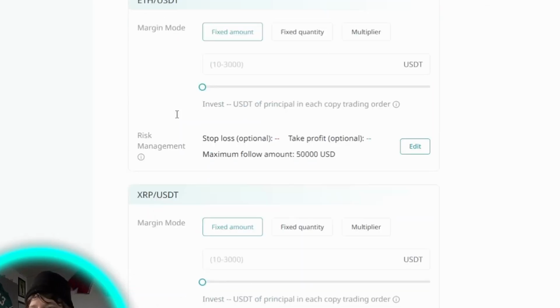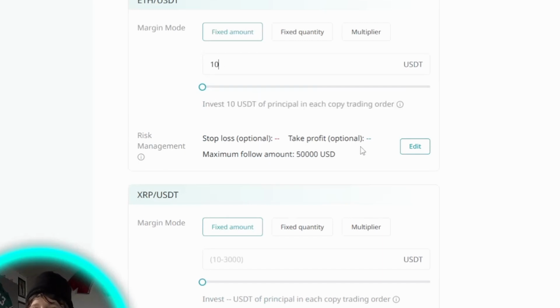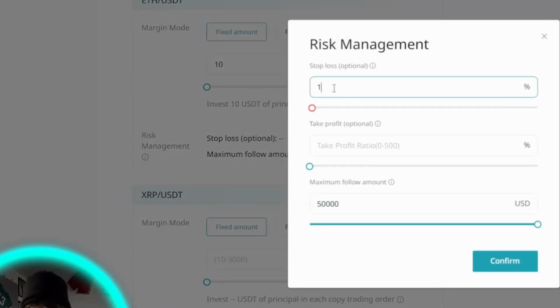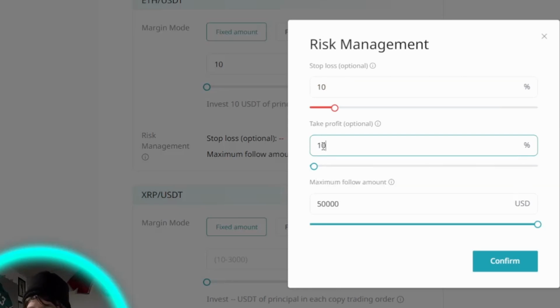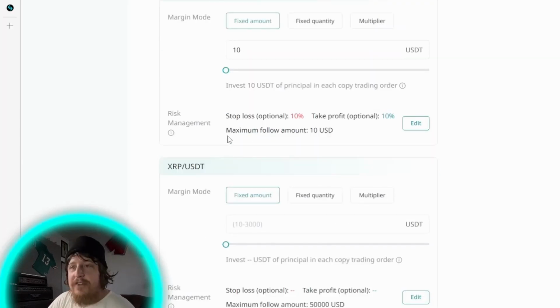But at that point, I can scroll down to Ethereum and do the same thing. Maybe with Ethereum, I only want to risk $10 at a time. And maybe I only want to do a 10% stop loss, 10% profits, $10. Confirm. So you can see that you can get very, very specific with each pairing that you're following on this trader as to what your risk management is.